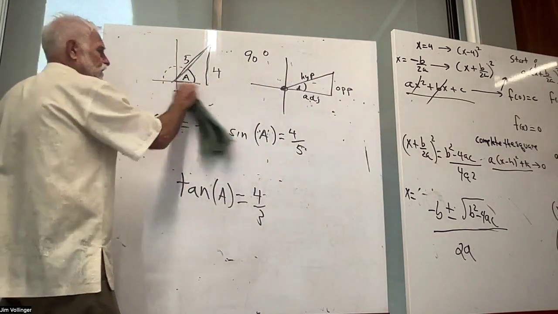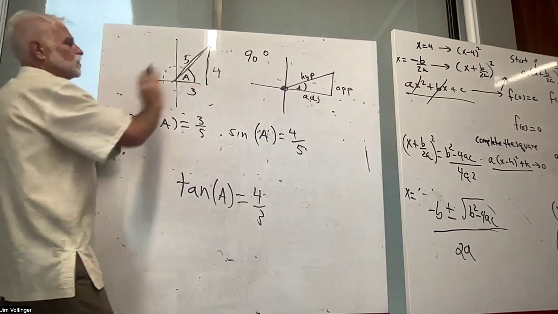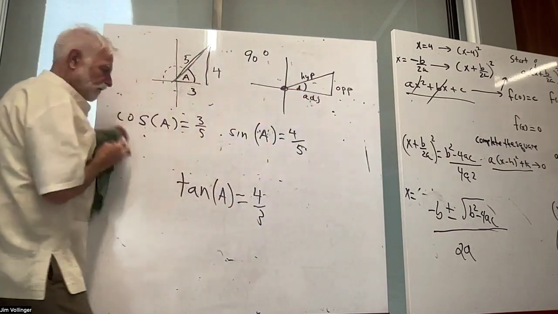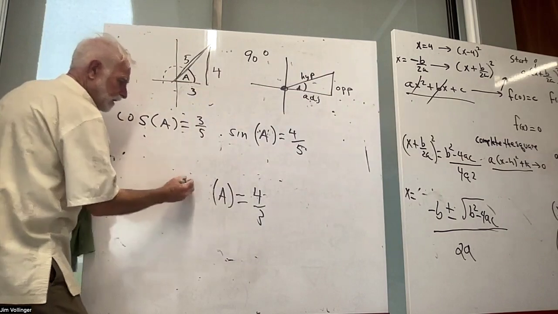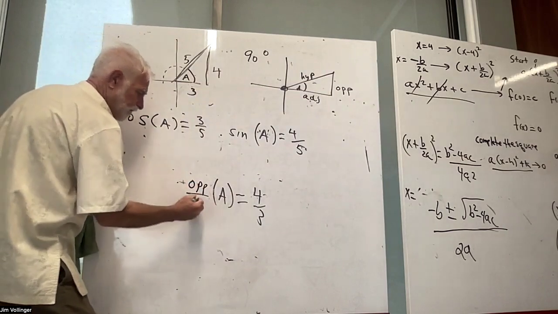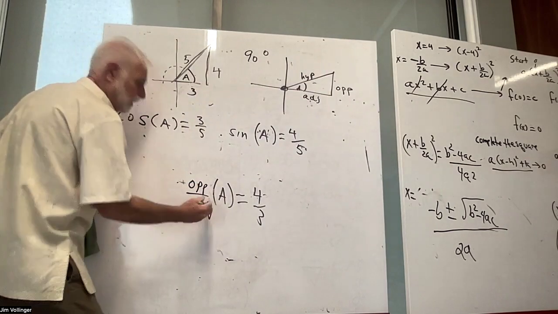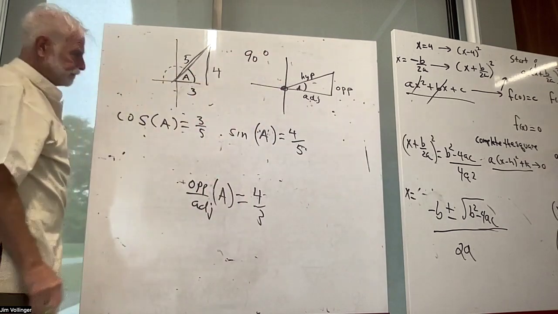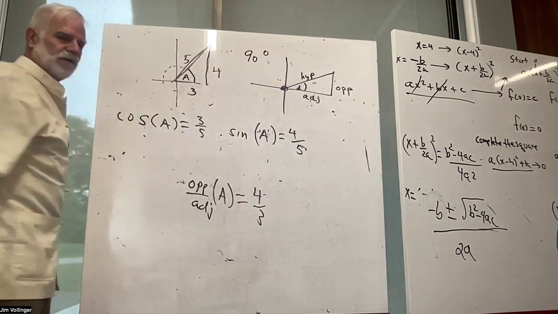The tangent is 4/3. So switching over here, I could have looked at the command, give me the opposite divided by the adjacent to this picture. Right? Opposite divided by adjacent.